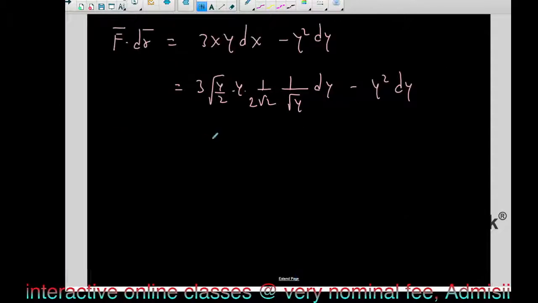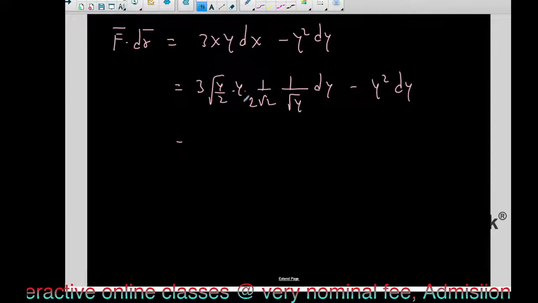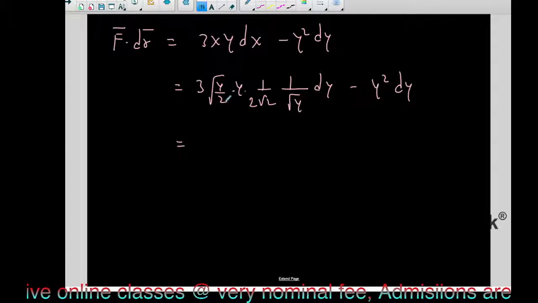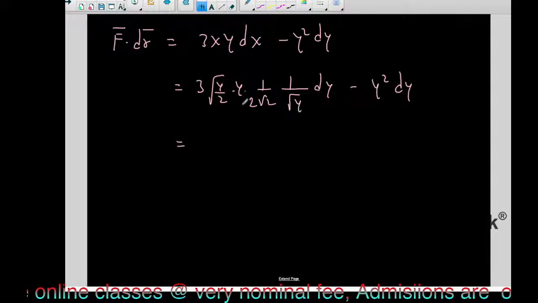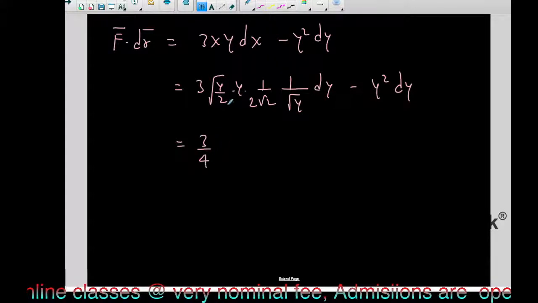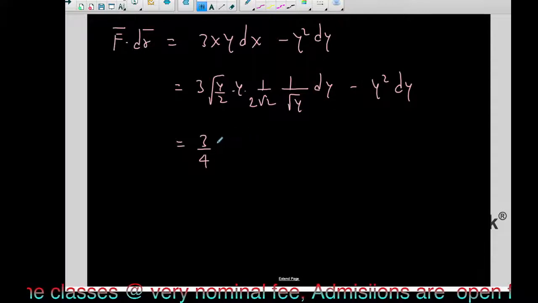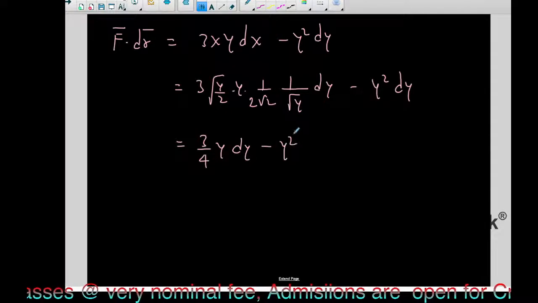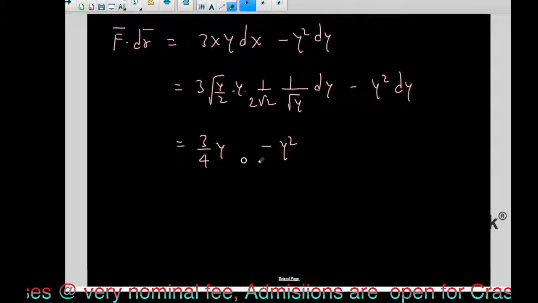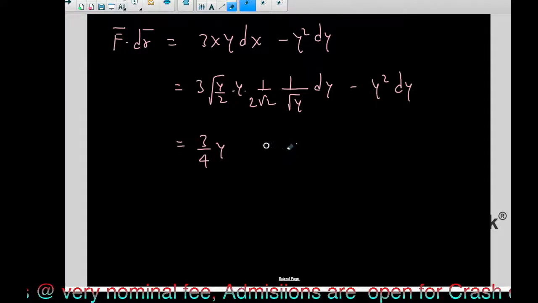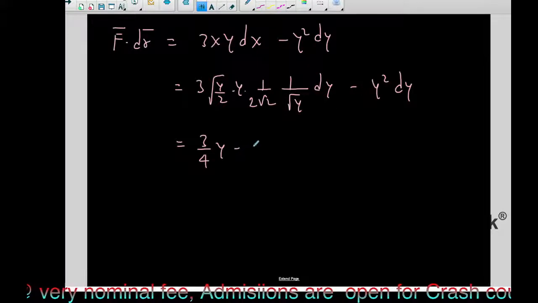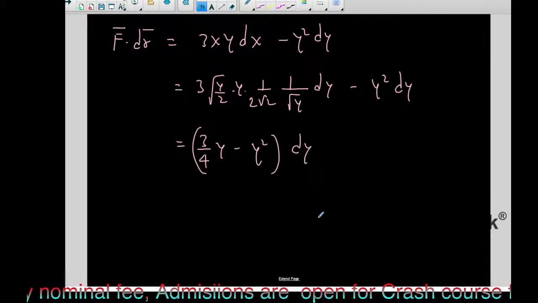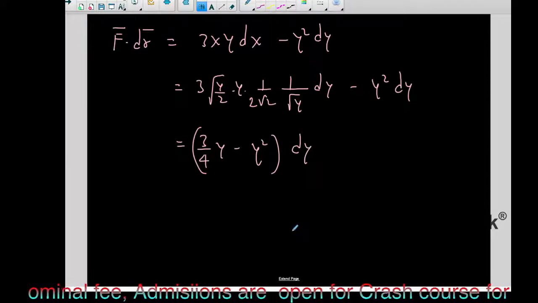And then, what happened? Let's see where it is related. So root y is related with this root y. Root 2, that will become 2, 2, 2, 4, and that is 3 by 4. Root y is already related, so we are only left over here with y dy. Y dy minus what about this one? That is y square. So you can take out common over here: 3 by 4 y minus y square dy. So now we have reduced it in terms of y dy.